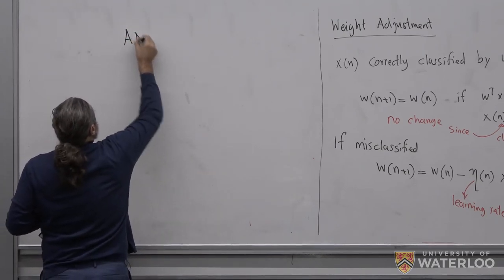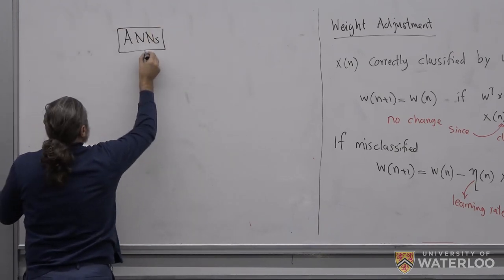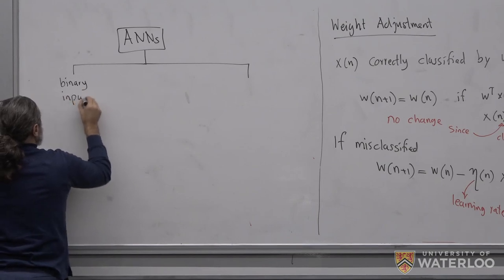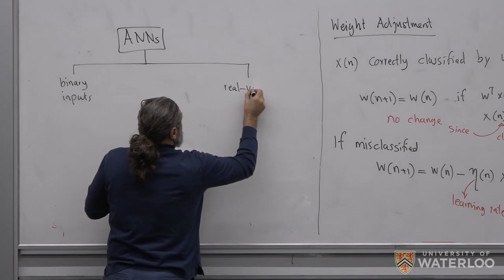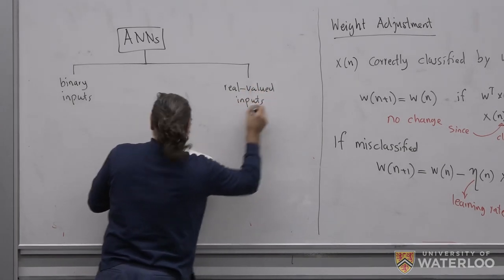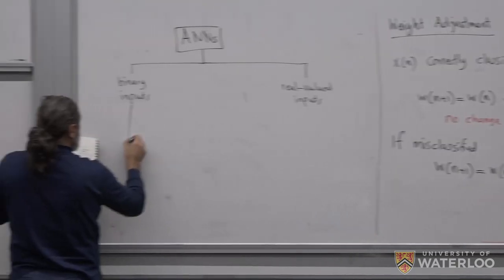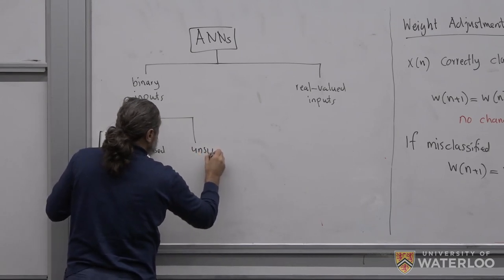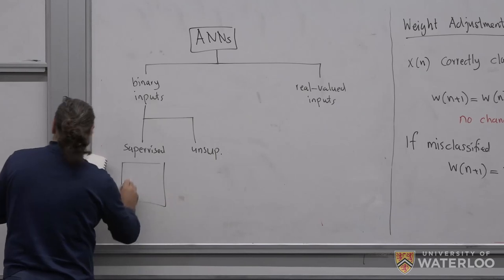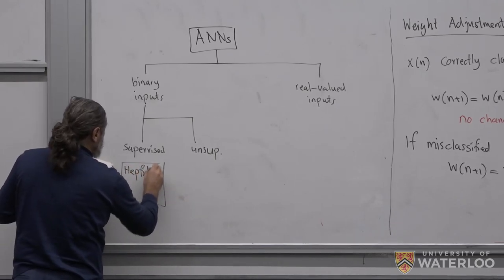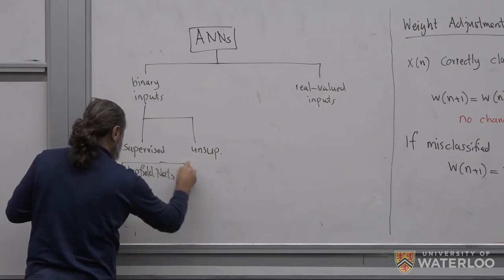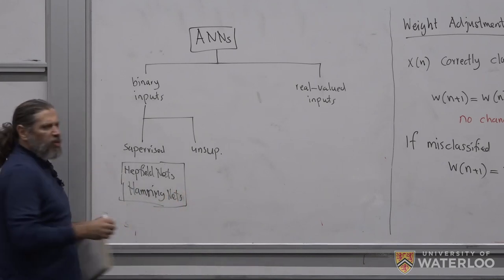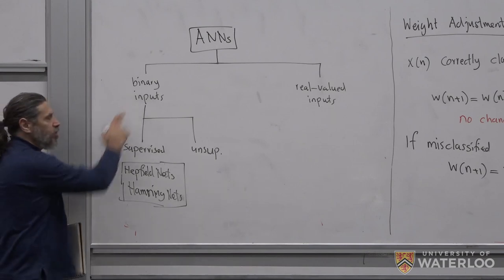So artificial neural networks, we can basically classify them into the ones who take binary inputs and the ones who take real-valued inputs. The ones who take binary inputs, we have supervised and we have unsupervised. The supervised binary ones are, for example, Hopfield nets. Or Hamming nets. We will not talk about them because we don't have time. And their performance is relatively limited because we don't have many examples in reality with binary inputs.